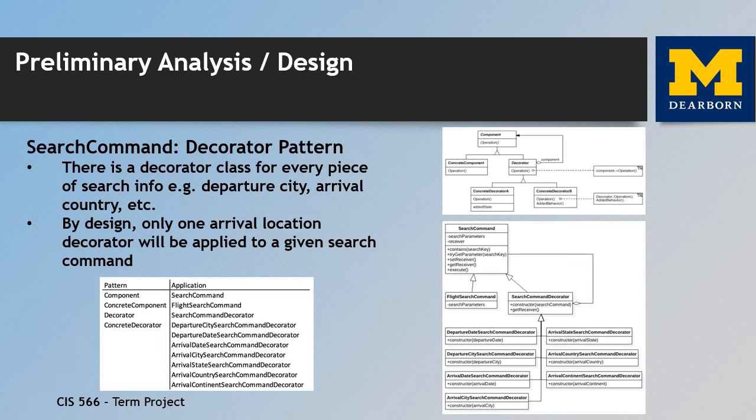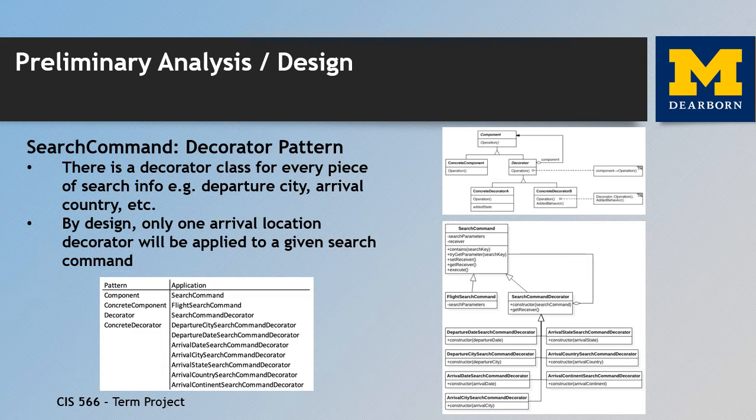For my search command, I used a decorator pattern. So for every piece of search information like departure city, arrival country, or whatever, there is a decorator class to add that information specifically. Also, by design, only one arrival location decorator will be applied to a given search command, so only an arrival city or an arrival country will be applied to any given search command.